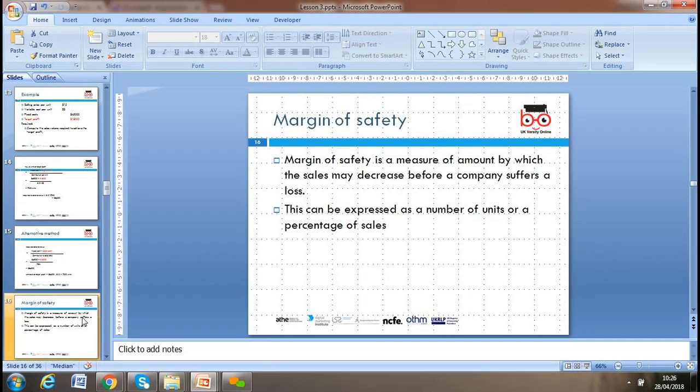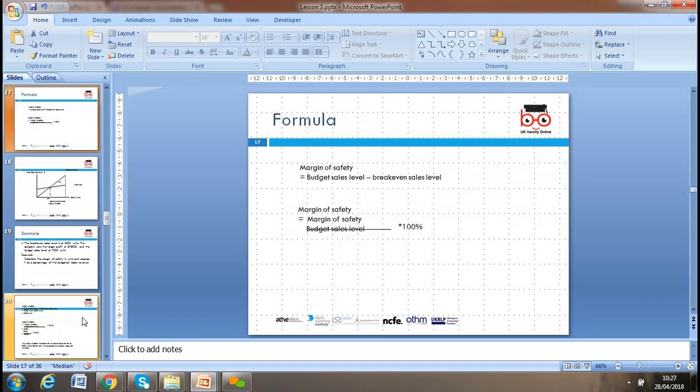Okay, next we're looking at the margin of safety. Margin of safety is a measure of the amount by which the sales may decrease before a company suffers a loss. This can be expressed as a number of units or the percentage of the sales. So we'll go through it. Margin of safety is budgeted sales level minus break-even sales level. The budgeted sales level will be given, what we really budget for it, and the difference from the break-even will be our margin of safety.